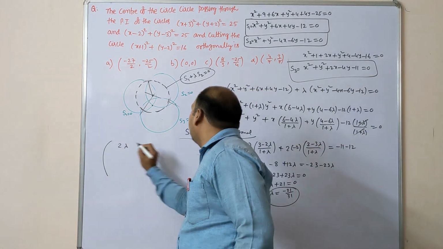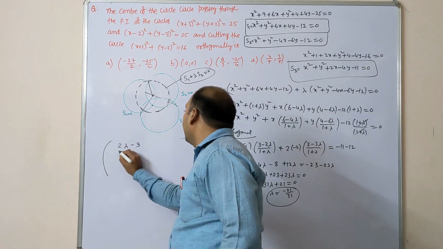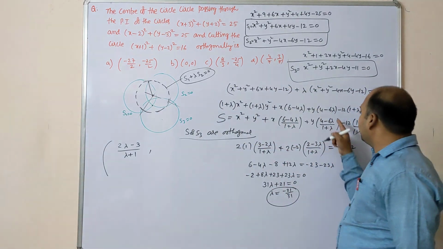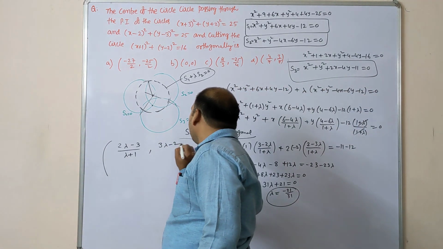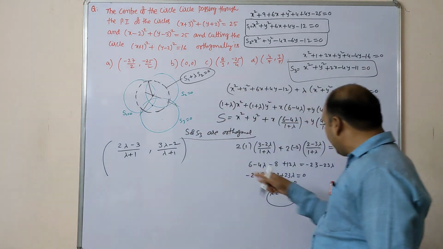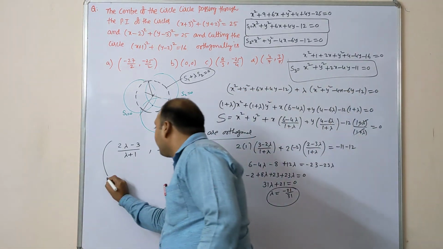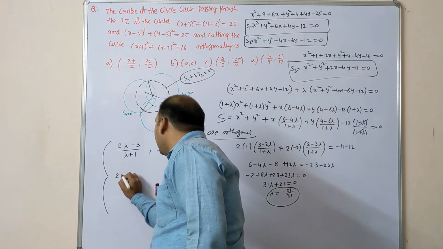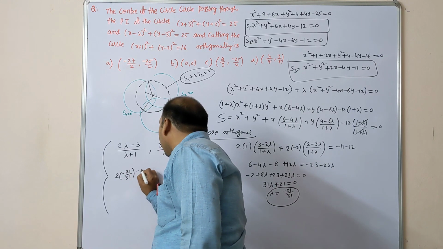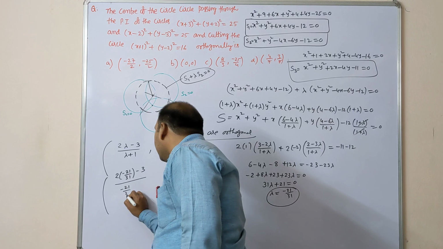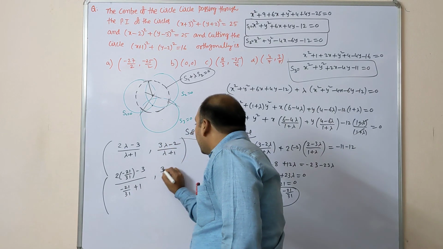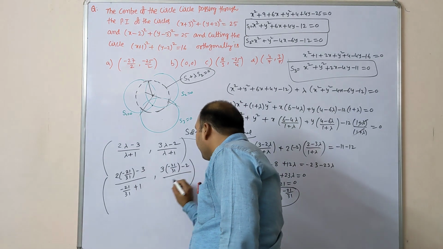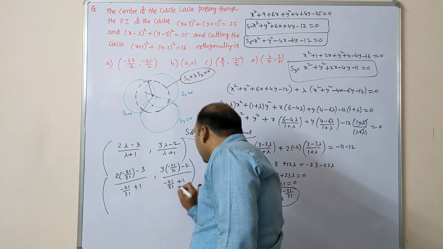So (2 lambda minus 3) by (lambda plus 1) will come. Here also the same thing: (3 lambda minus 2) by (lambda plus 1). In place of lambda substitute minus 21 by 31. So 2 into minus 21 by 31 minus 3, by minus 21 by 31 plus 1. So 3 times of minus 21 by 31 minus 2, by minus 21 by 31 plus 1.